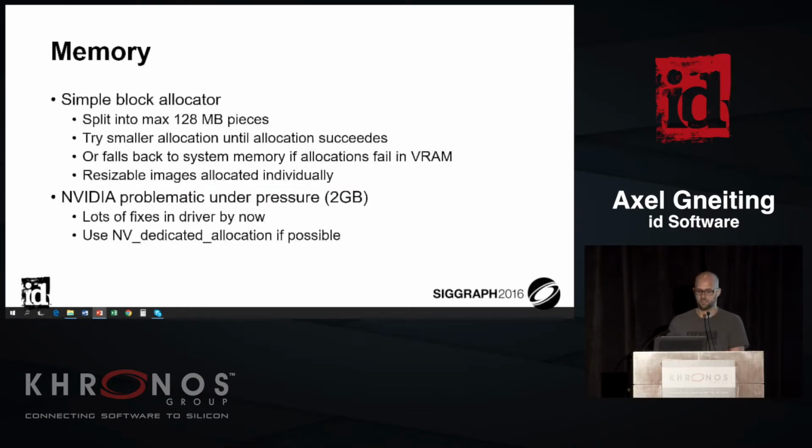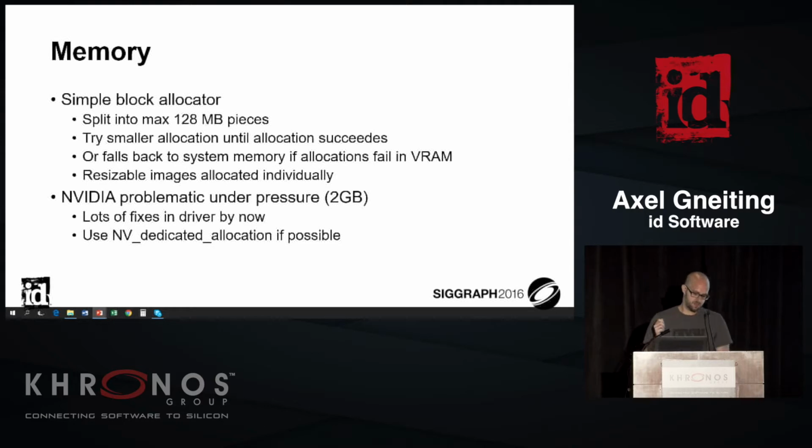For memory, we just use a simple block allocator. We split into 128 megabyte pieces, and if the GPU driver returns that we can't allocate anymore, the allocator first tries smaller allocations until it succeeds. It succeeds or it falls back to system memory if we can't fit anything. And for resizable images, we allocate them individually because otherwise you would get into trouble with fragmentation and stuff.